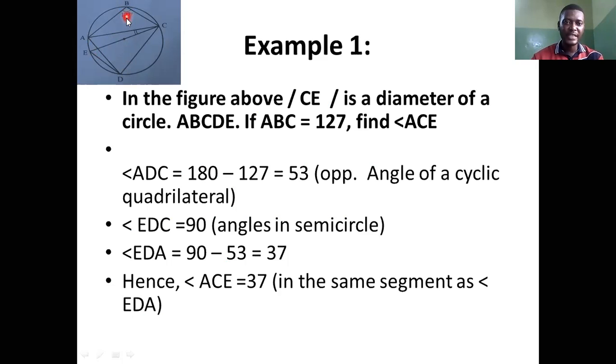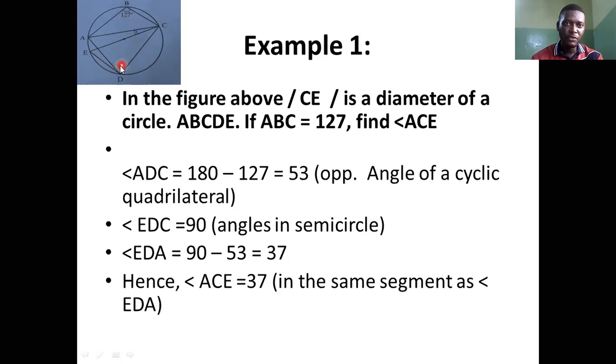So 180 minus 127 will give us 53. The reason has been given here: opposite angles of a cyclic quadrilateral. Now, angle EDC is 90. So this smaller angle here, small d, within this particular region. Look at what I'm tracing, please try and get it as much as you can. This angle D is 53.